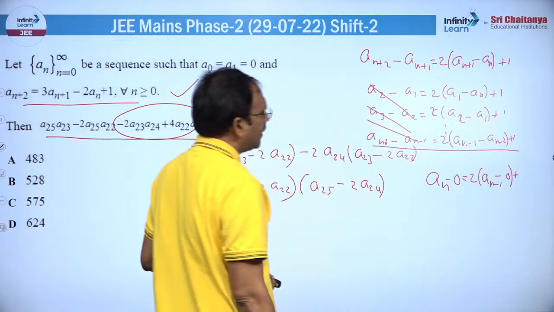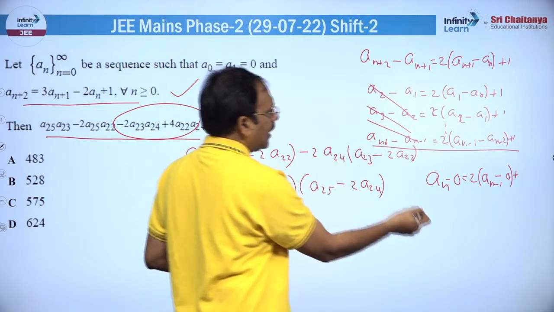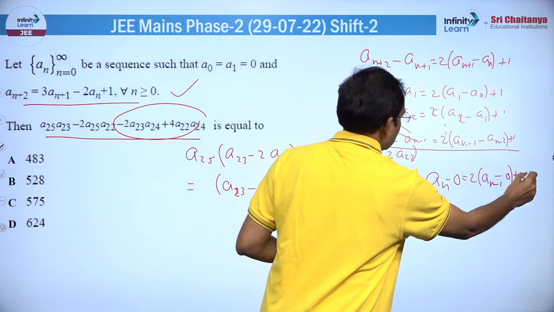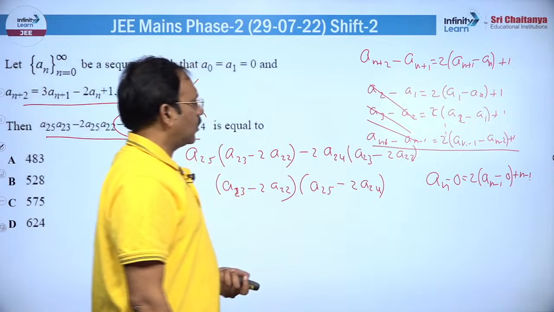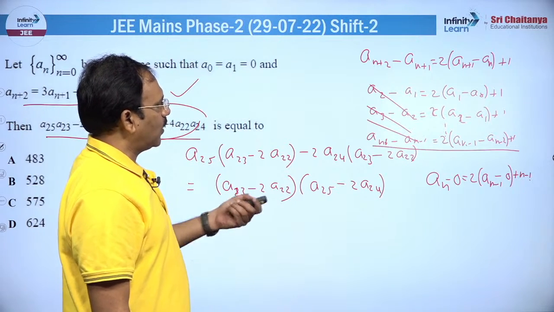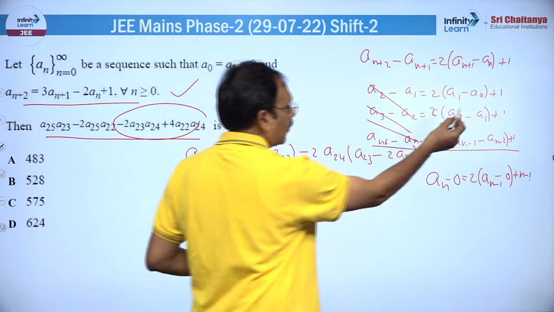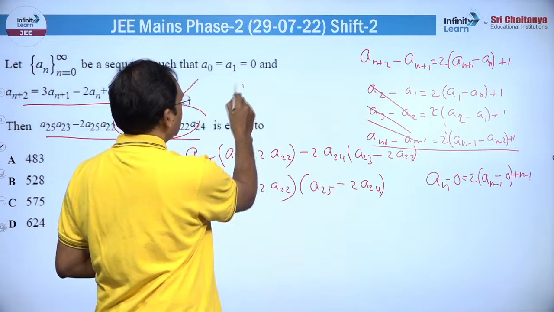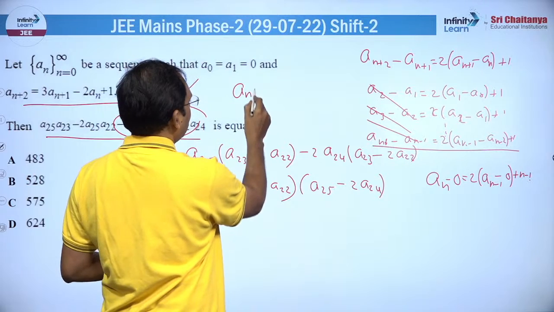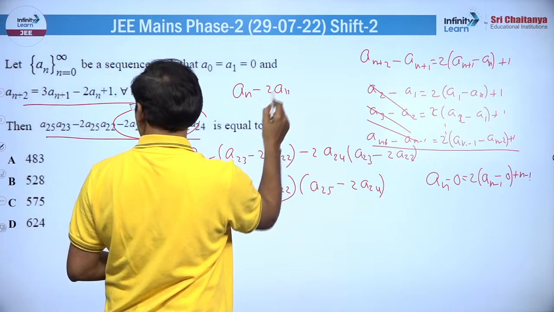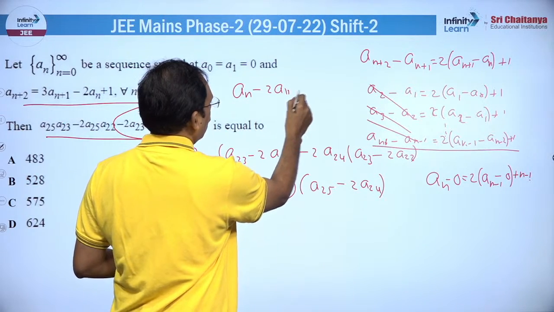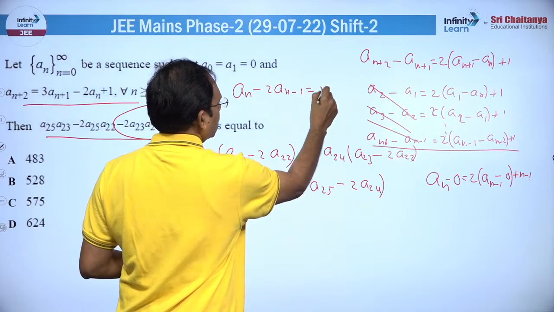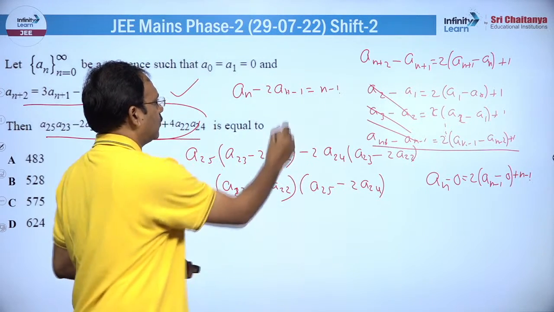1 is added, you see 1, 2, 3, n minus 1 times. Here I kept a0, 1, 2, n minus 2, which means n minus 1 times it is added, friends. So you will get a(n minus 2), a(n minus 1), you are going to get some expression like n minus 1.